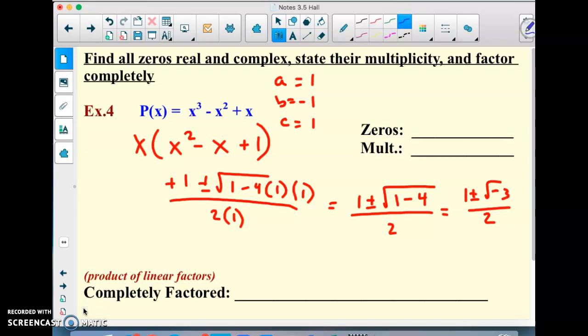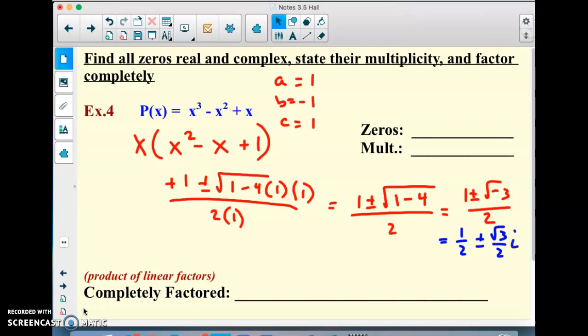And then one last step, two last steps really, but I can give that 2 to both of those, 1 over 2 plus or minus. I'm going to take that i out of there, so it's root 3 over 2, and that i right there. I took that i out of the square root because it was a root of negative 3. Great. Now that I have the solution, I can go ahead and put the zeros.